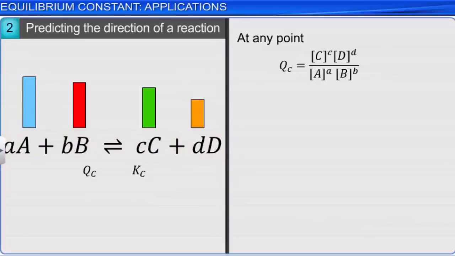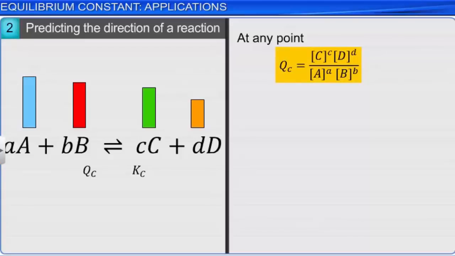The reaction quotient Qc is expressed as the product of the concentration of C raised to the power of c and the concentration of D raised to the power of d, divided by the product of the concentrations of A raised to the power of a and the concentration of B raised to the power of b. Remember that the concentrations of the reactants and the products expressed in the equation are current concentrations and not equilibrium concentrations.